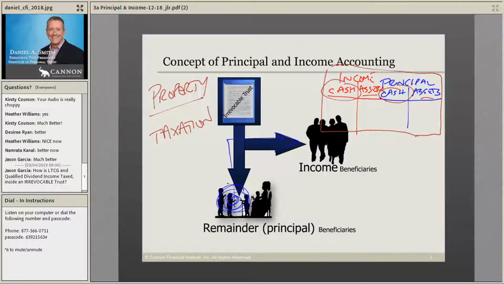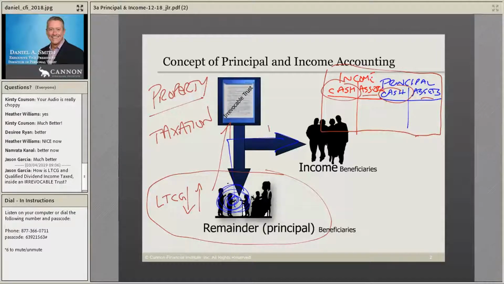Basically, long-term capital gains have to do with the up and down of the assets, right? It's not income. It's income from an income tax standpoint. That's a taxation concept, not a property law concept. In property law, long-term capital gains is an asset rising and falling in value, and therefore is taxed to remainder beneficiaries. Well, how do you tax remainder beneficiaries? You tax the trust, because that's what's eventually going to pass to them. You can't tax them currently because no distributions are going out to them.